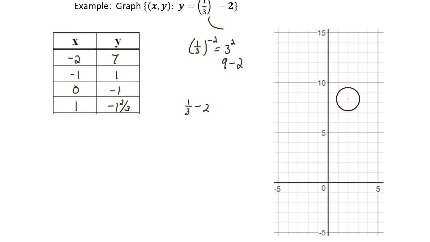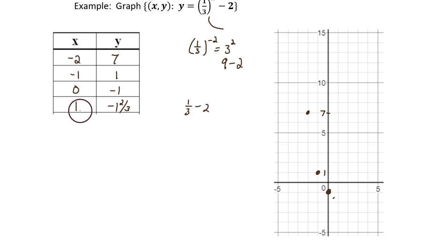This time, notice the grid is counting by ones. So -2, 7 is left 2 up to the 7. The spot right here is 7. -1, 1 is left 1 up 1. Here's where 1 is. Then we have 0, -1. That's located right here.